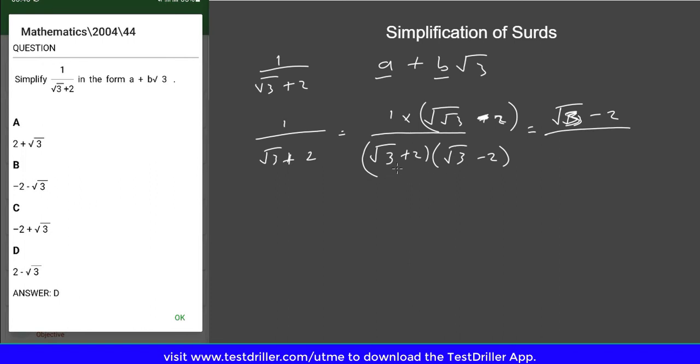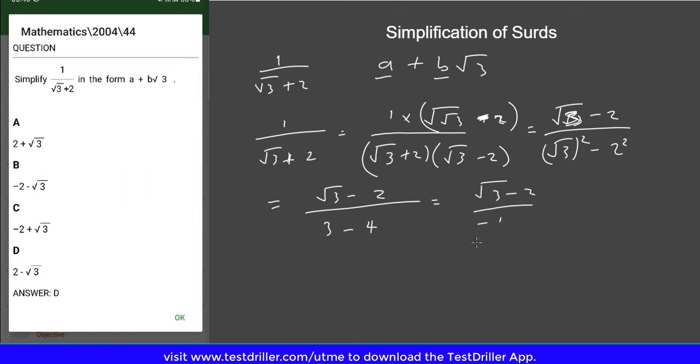So to quickly solve problems of this kind, I gave a shortcut earlier. Don't break it down one after the other. Just know that whenever you multiply two conjugates, just take the one with minus, square both parts, and that's all. So just take root 3 square minus 2 square, and that gives you root 3 minus 2 divided by, if you square this, that will give you 3. If you square this, that will give you 4.